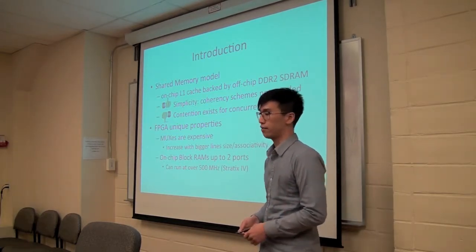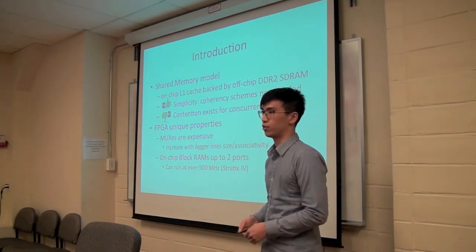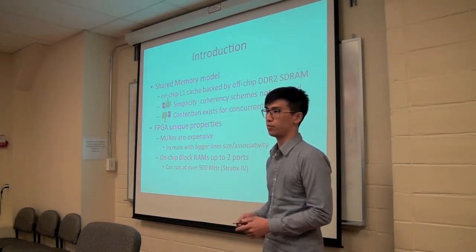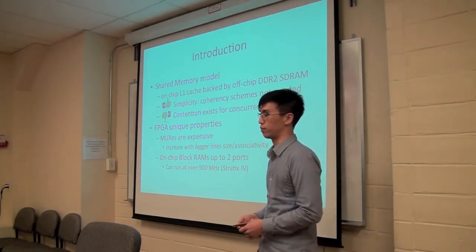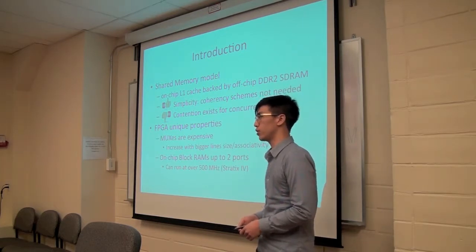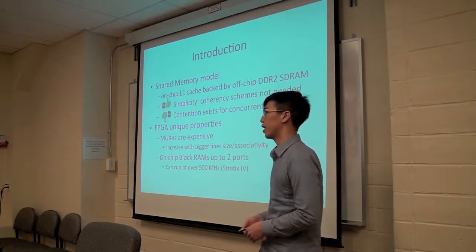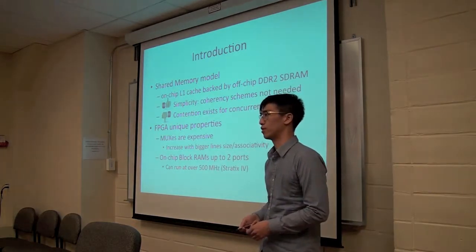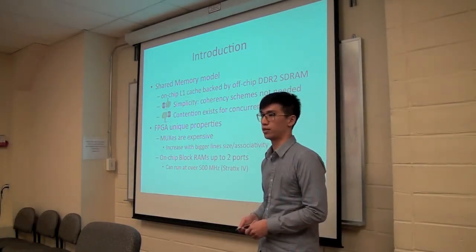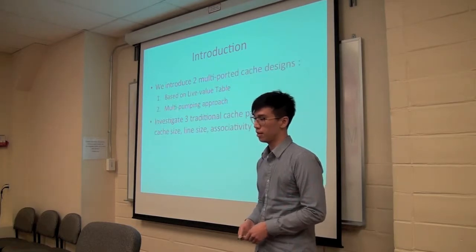Now, FPGAs have these on-chip block RAMs, which have up to 2 ports, which means that there can be up to 2 reads or 2 writes at any given point in time. But what's more interesting is that these on-chip block RAMs can run very fast, and oftentimes much faster than the speed of the overall system. So we take this to our advantage in the system.